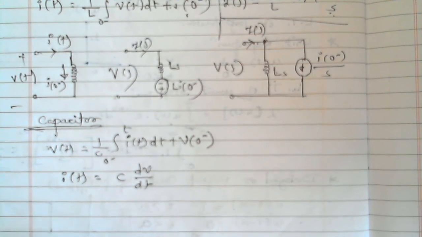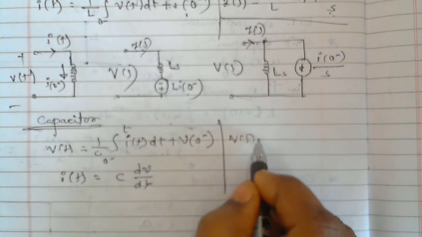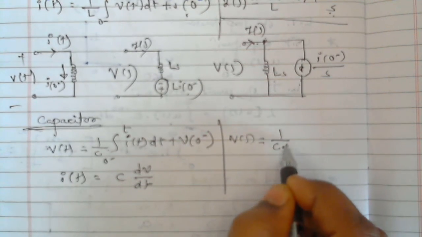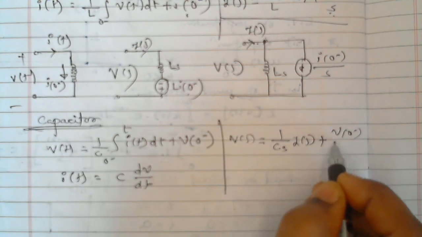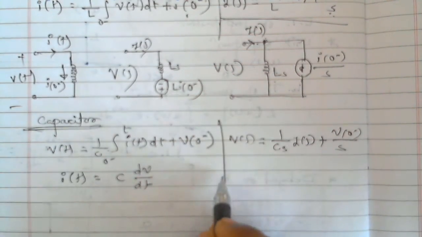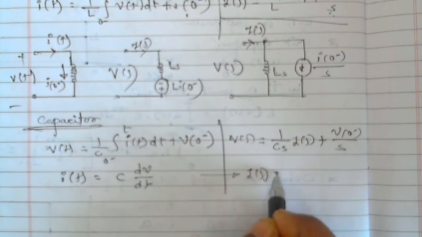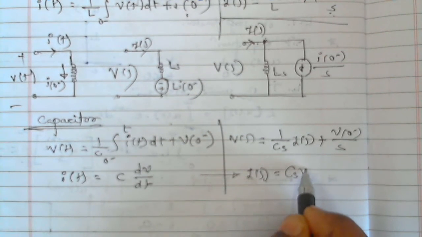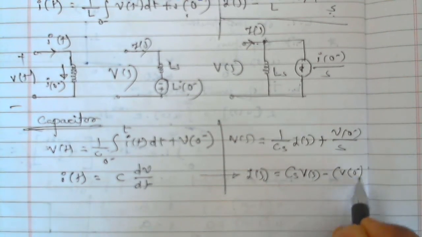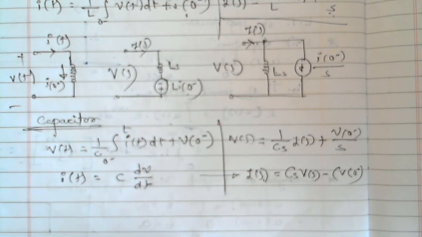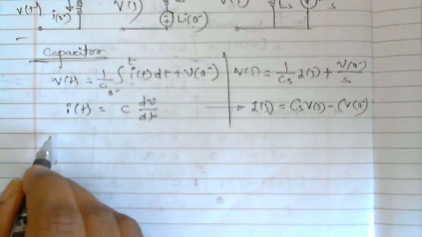Okay, this is in the time domain. Now in the frequency domain, I can write this as V(s) = (1/Cs) I(s) + V(0-)/s, and for this I can write I(s) = Cs V(s) - C V(0-). Okay, and the circuit I can draw like this.